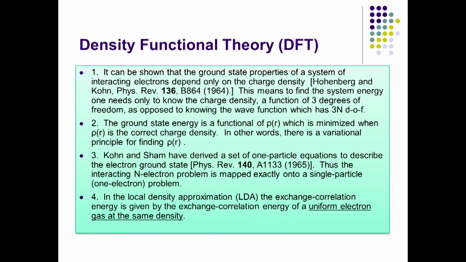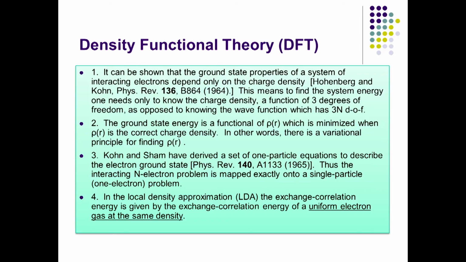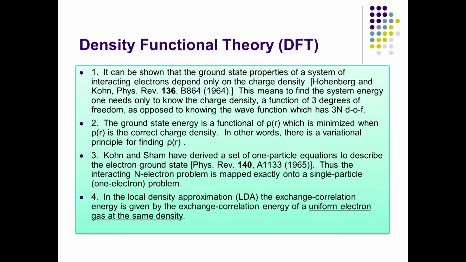So, let me revise that one more time before we get into the heavy equations. Number 1, the ground state property of a system of interacting electrons depends only on the charge density, which is rho(r), and it depends on the position, the r vector, and you can minimize that to find the ground state energy, which corresponds to the correct charge density. Then the Kohn-Sham postulate says that we can convert those electron ground states into one particle equations.